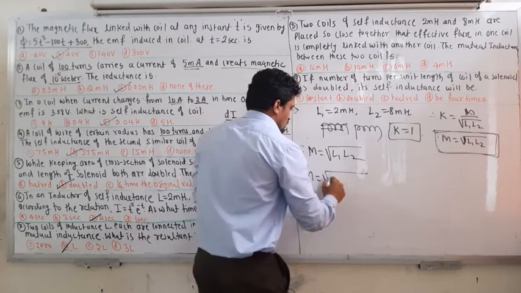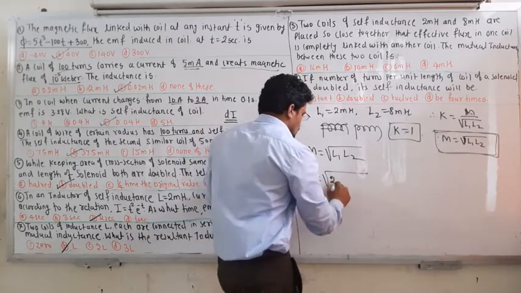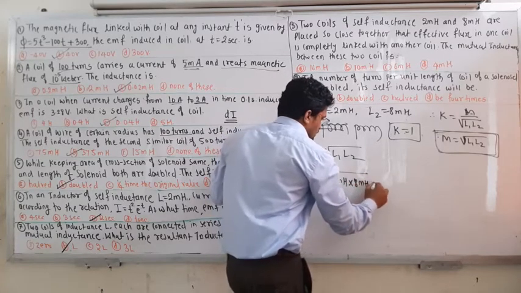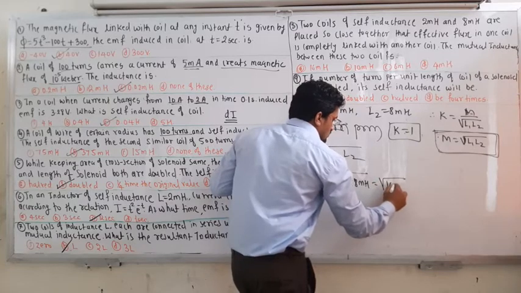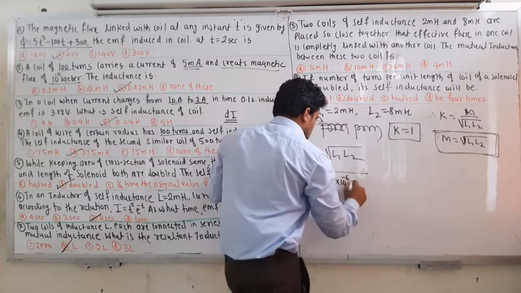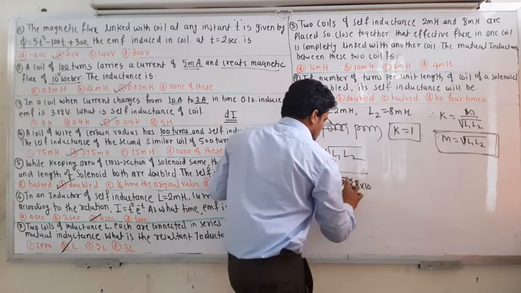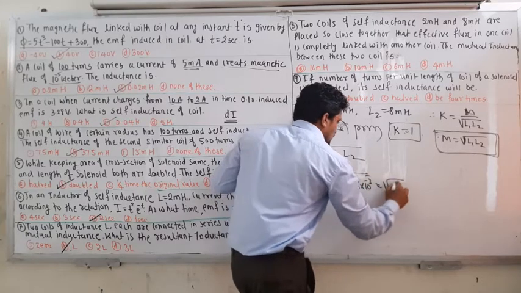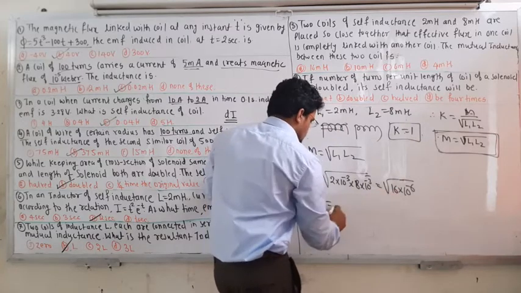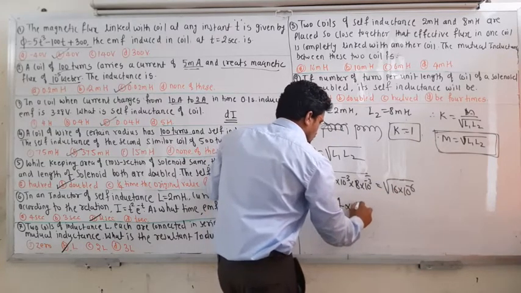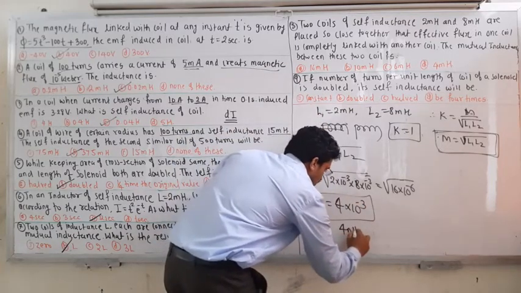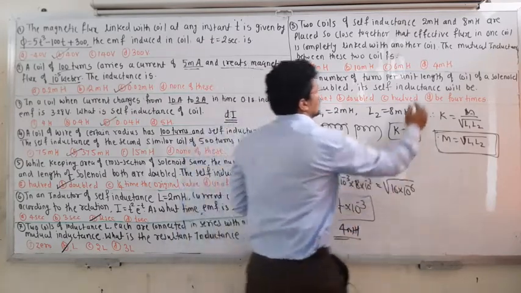So M is equal to under root of 2 millihenry into 8 millihenry. You will get under root of 16. Just replace the millihenry: 2 into 10 to the power of minus 3 multiplied by 8 into 10 to the power of minus 3, you will get 16 into 10 to the power of minus 6. So mutual inductance is root of 16, which is 4 into 10 to the power of minus 3. So 4 millihenry. The answer is 4 millihenry itself. So option D is correct.